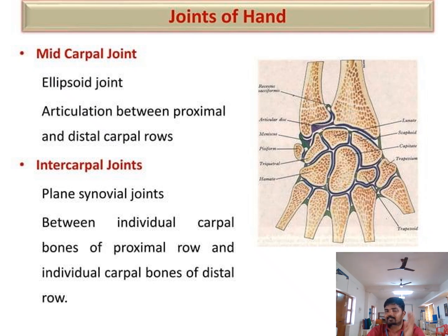This mid-carpal joint is a synovial joint, of the ellipsoidal variety. Then the intercarpal joints are plain synovial joints between the individual carpal bones. For example, in the diagrammatic representation, the blue lines are called the intercarpal joints.